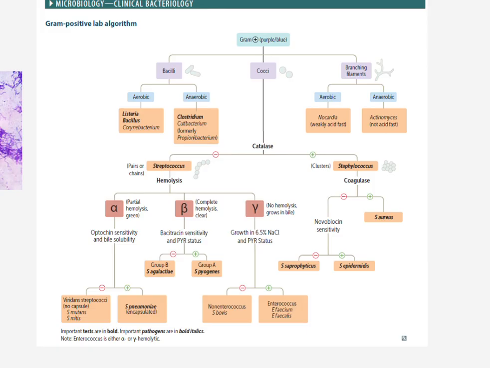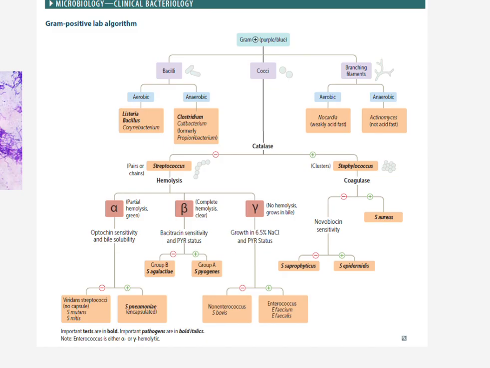Perfect. So this diagram is essentially the grand family tree of gram-positive bacteria, and we'll explain it one by one using our microbiology algorithm that will basically simplify all the jargon. So let's make our own algorithm here. Now, big picture is you first ask, is it gram positive?